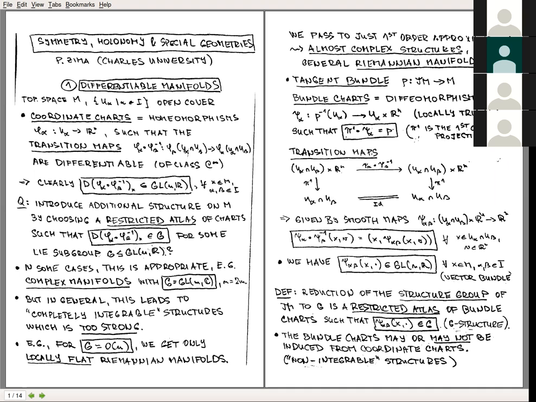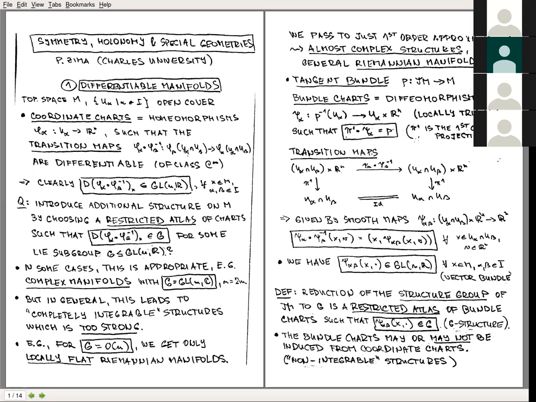So we can observe that we have a well-defined differential of these transition maps. At each point in the domain of the transition maps, this differential lies in the general linear group in dimension n, which is the dimension of the manifold. That's because we required the transition maps to be differentiable, and of course they are invertible because we obtain the inverse just by swapping alpha and beta. So the natural question is if we can introduce some additional structure on M by choosing some restricted atlas of charts such that the differential would be inside some smaller group, some Lie subgroup G of this GL(n,R). And in some cases, this is really appropriate.